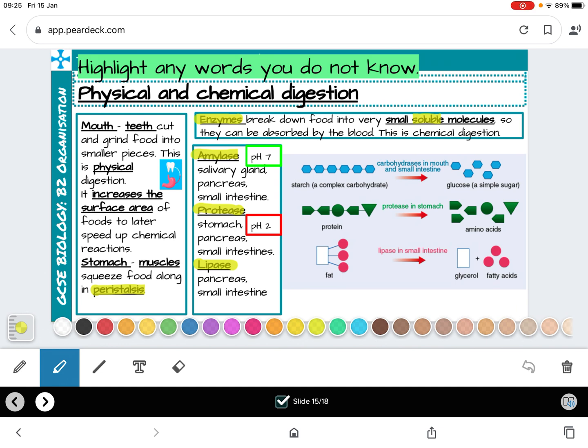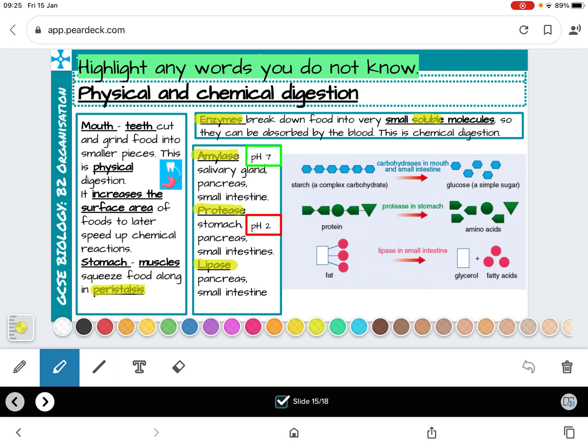Okay, and this happens, so we've got physical digestion in the mouth. The teeth cut and grind the food, which increases the surface area, so later when chemicals react. And it also happens in the stomach, where the muscles squeeze food along in peristalsis. So the strong muscles squeeze the food until it's mashed up into tiny pieces. And then we've got chemical digestion, which involves enzymes. So the enzymes break down the food into small soluble molecules.